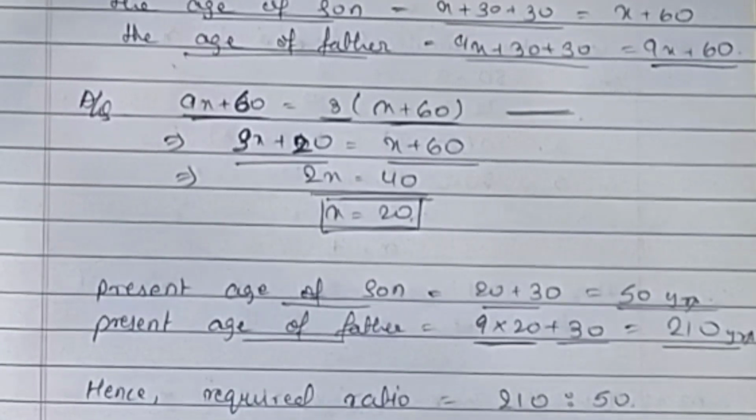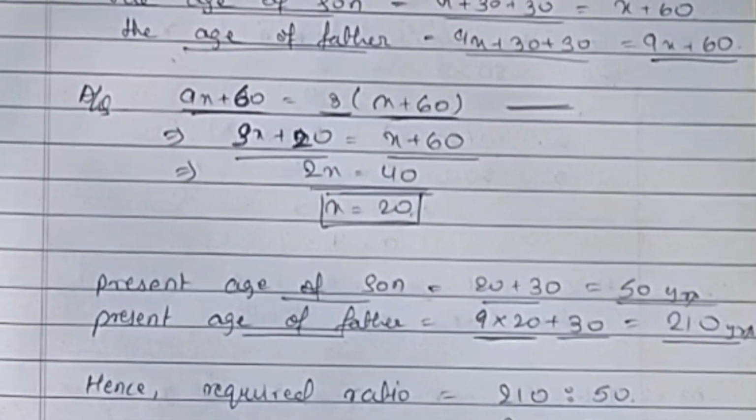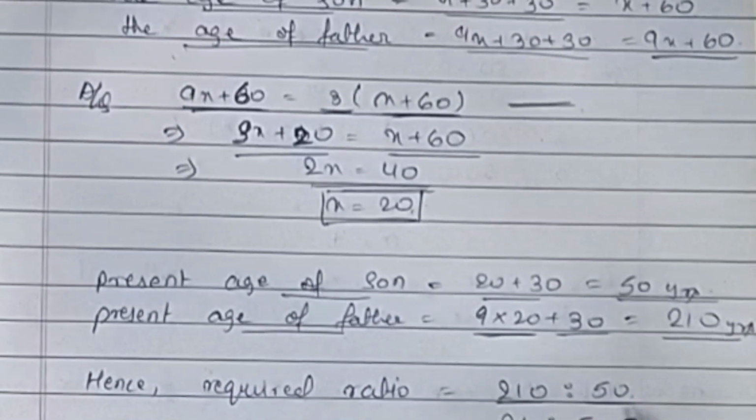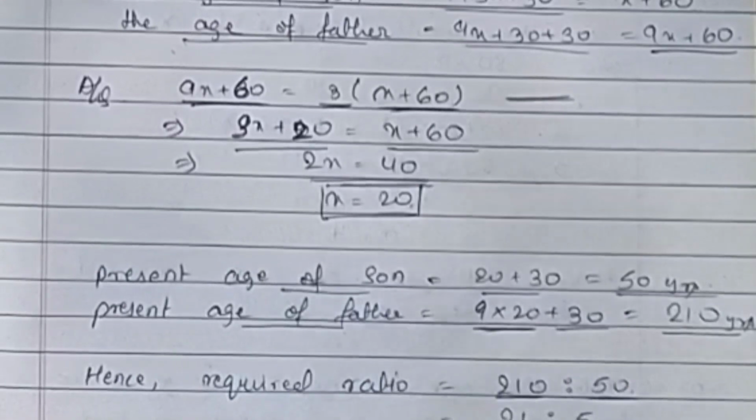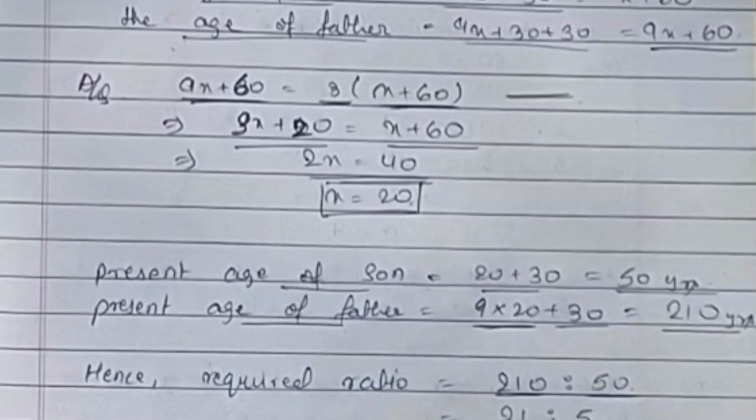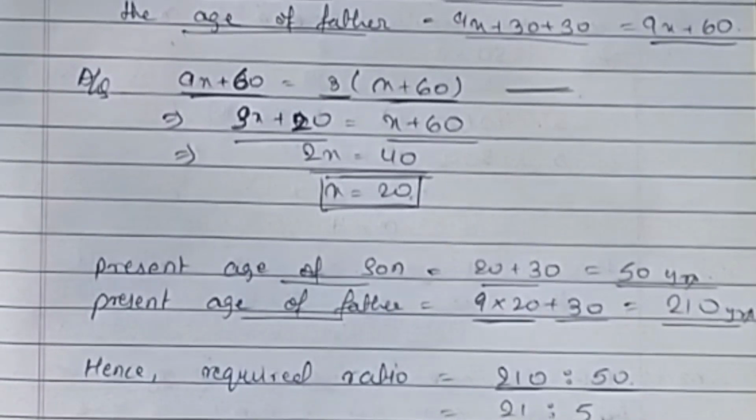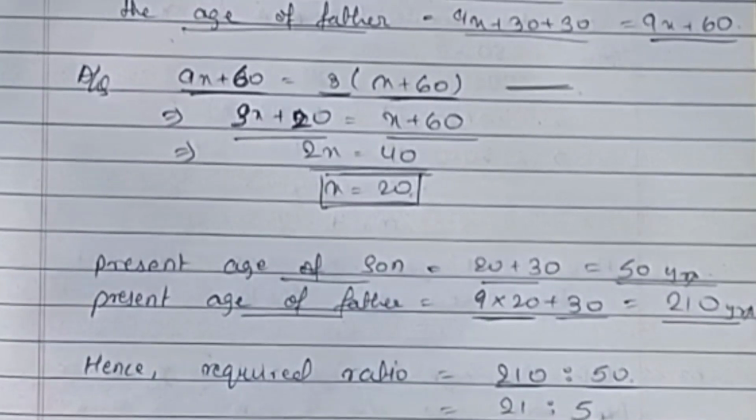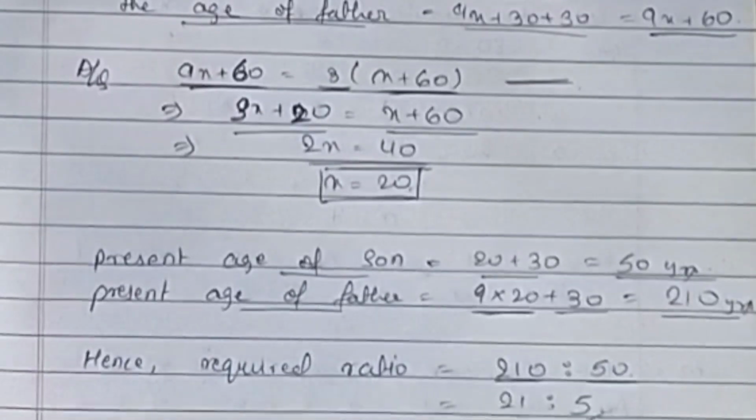Now we have to find the ratio between their present ages. So the ratio of father and son will be 210 to 50, and if we simplify it, we will get 21 to 5. So this is our final answer, which is 21 to 5.